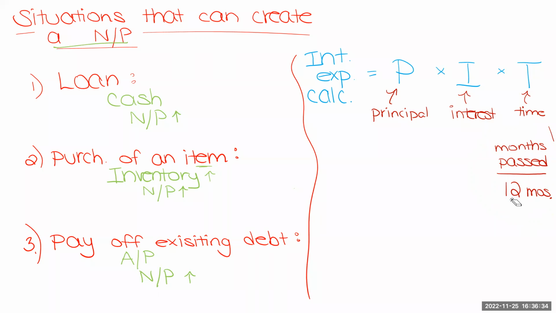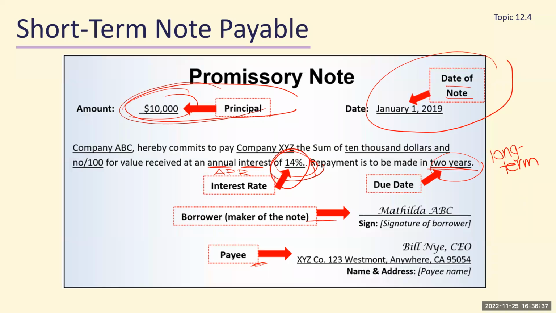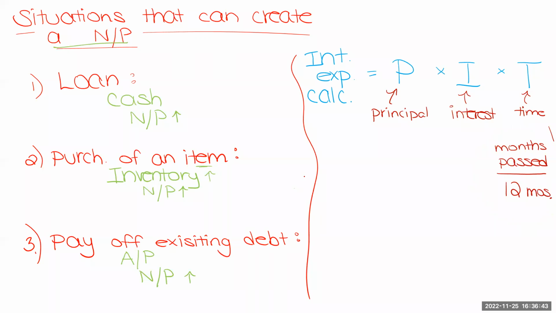Why? If you remember, I said the interest rate of the note is expressed annually. That's why, if this here is expressed annually, then the time that we use has to be over 12 to have that apples to apples comparison. Okay, now you have that formula, so we'll be able to work through an example in the next video.